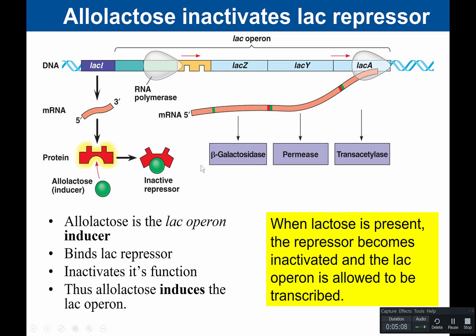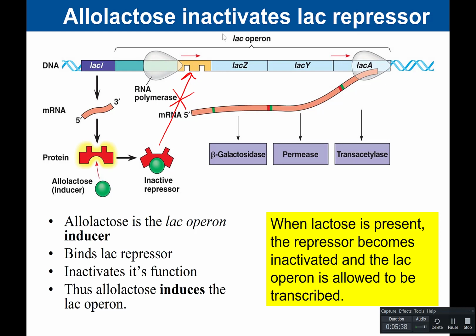And the way that it works is that the allolactose is going to bind to that repressor. When it binds to the repressor, it causes the repressor to change shape. When the repressor changes shape, it inactivates the repressor. The repressor does not bind to the operator, and now RNA polymerase can. So again, the repressor can no longer bind to the operator.